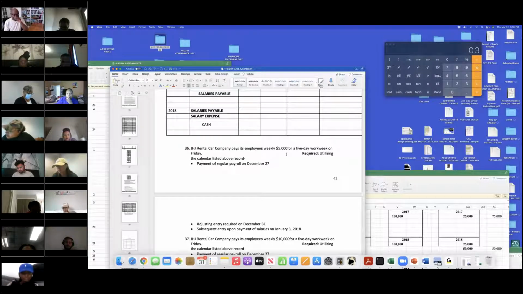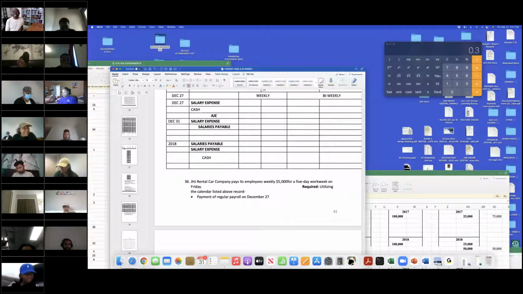So it says J Rental Car Company pays its employees weekly, 5,000 for a 5-day work week on Friday. Utilizing the calendar listed above, record payment of regular payroll on December 27th, adjusting entries required on December 31st, and subsequent entries upon payment of salaries on January 3rd, 2018. And that's a good one for an up and coming A student, B plus student, moving to be an A student.